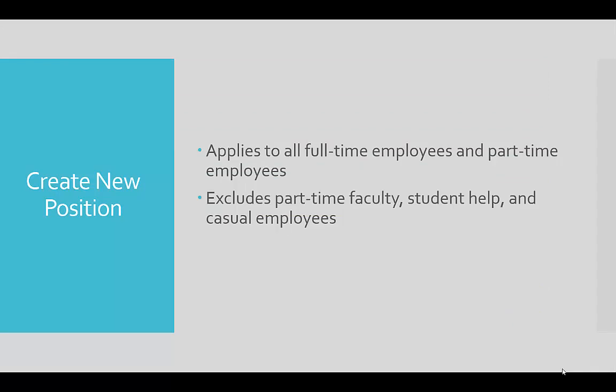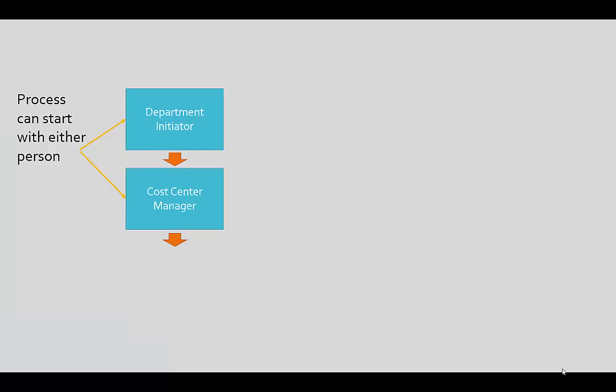We will begin with the Create New Position. This process applies to all full-time employees and part-time employees, excluding part-time faculty, student help, and casual employees. For information about these employees, visit the Hiring, Staffing, and Job Changes in Workday website and talk to your HR business partner. Creating a new position using a job requisition process is initiated by a manager or a department initiator.